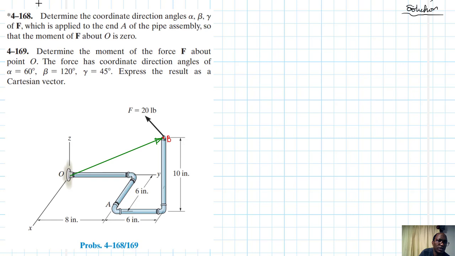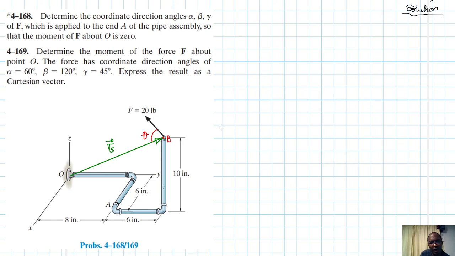Alright, let's look at this. Let me just show the angle between these two vectors, the force vector and the moment arm. Let's call this moment arm RB. So what do you think the angle between the two vectors is supposed to be equal to for us to have a 0 moment about point O? What do you think?